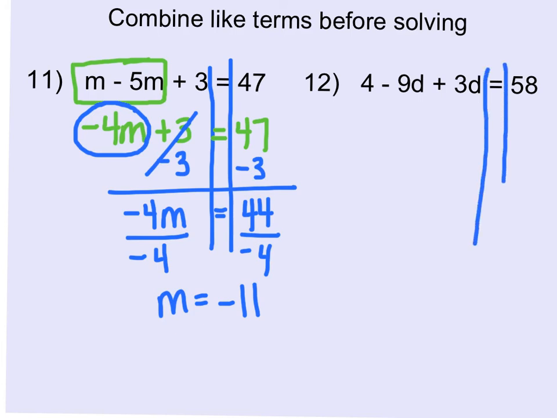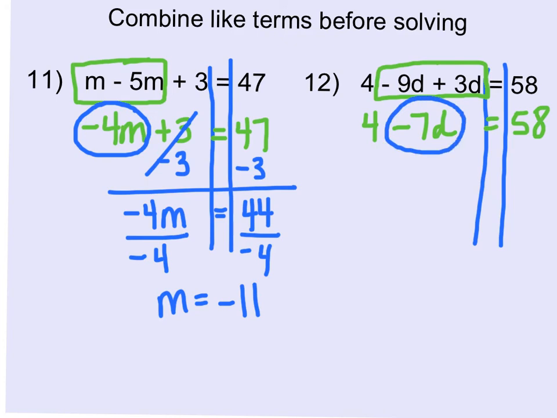All right, let's see how you did. So first thing we're going to do is we're going to combine negative 9d plus 3d. That would be negative 7d. And then we have to bring down this 4 in the front. We have our equals and our 58. Now we go ahead and circle our term with the variable. So we're going to circle the negative 7d.